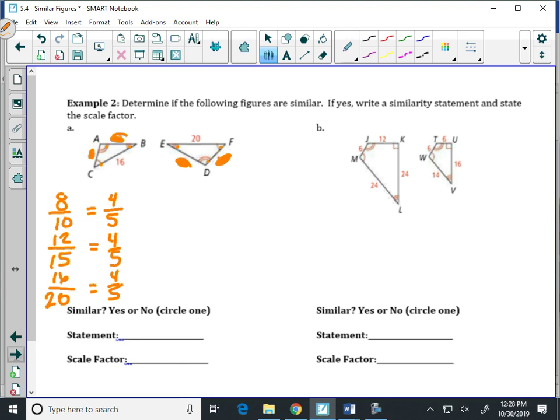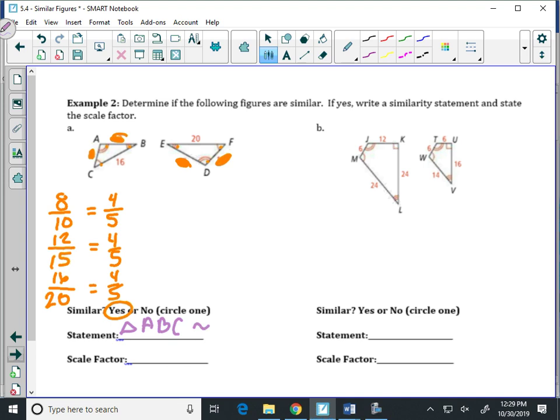Did we get the same fraction every time? Are these triangles similar? Corresponding angles are congruent, sides are proportional. You got the same fraction. Okay? So we're going to write a similarity statement. To write a similarity statement, name the first triangle however you want to name it. Triangle what? How do I name that first triangle? ABC. Triangle A, B, C.